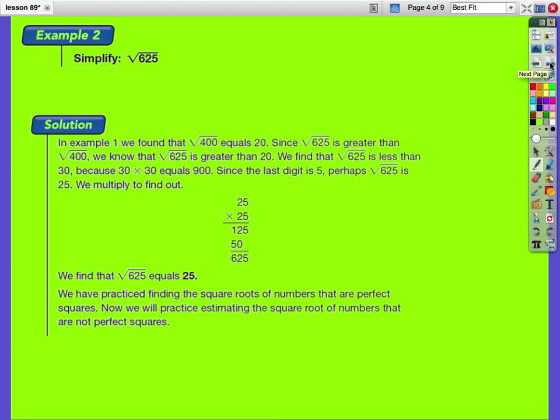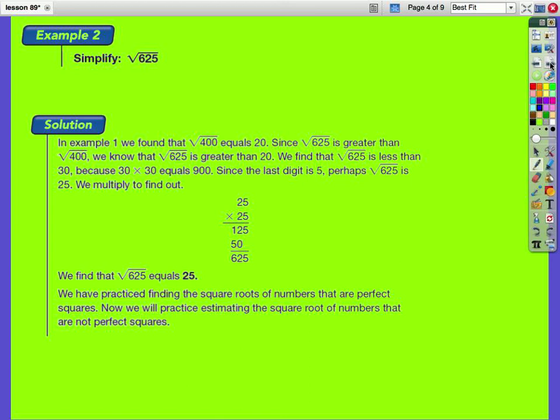Now, simplify the square root of 625. In example 1, we found that the square root of 400 equals 20. The square root of 625 is greater than the square root of 400, so we know that our answer is going to be greater than 20. We can find that it's less than 30. I'm going to use 30 as my next guess. It's nice to go by tens. But 30 times 30 is 900.